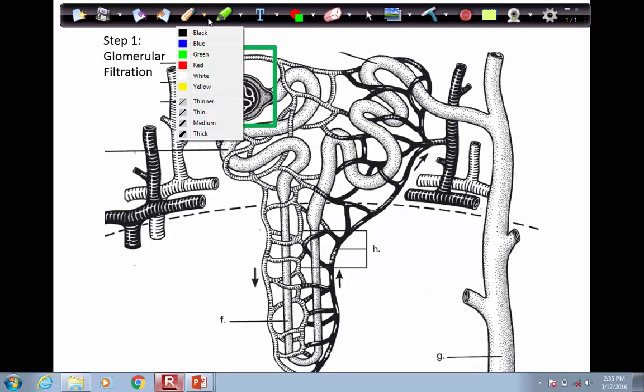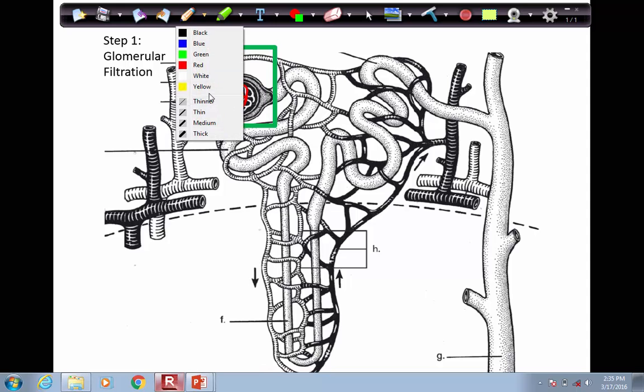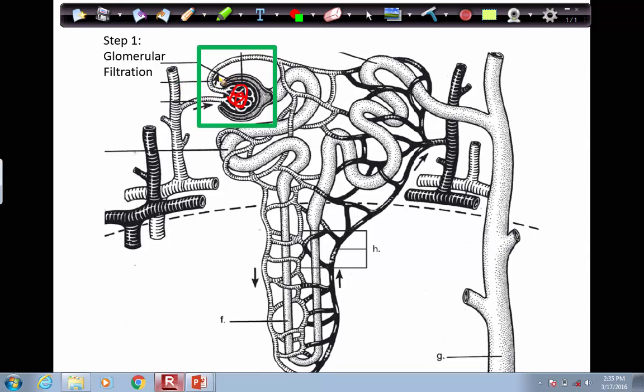In this step, we have the glomerulus, this set of capillaries, and we have the glomerular capsule, this backwards C-shaped tubule of the nephron located right around it.